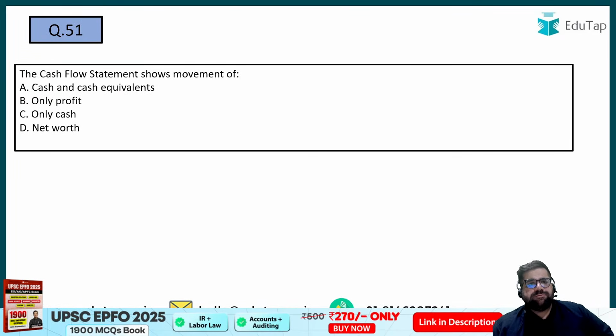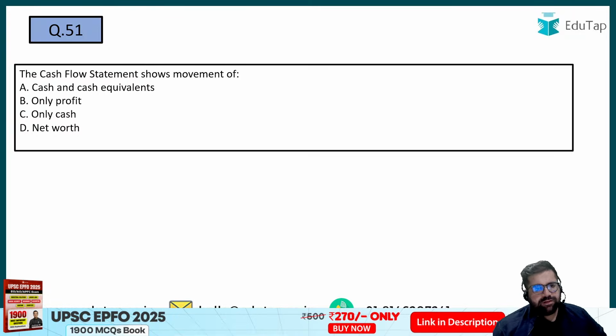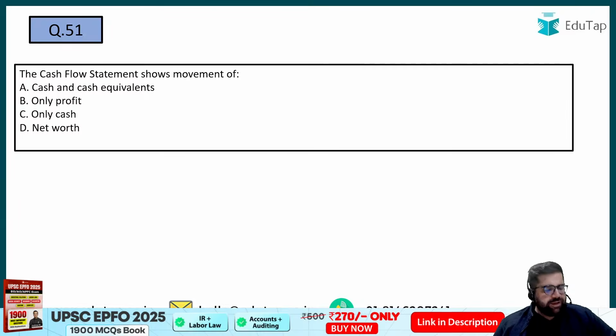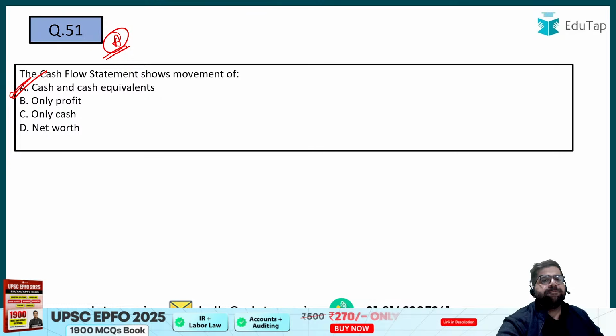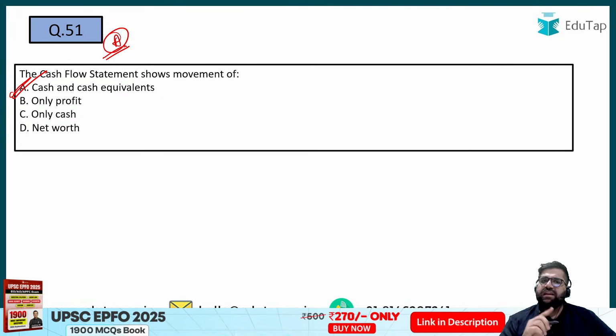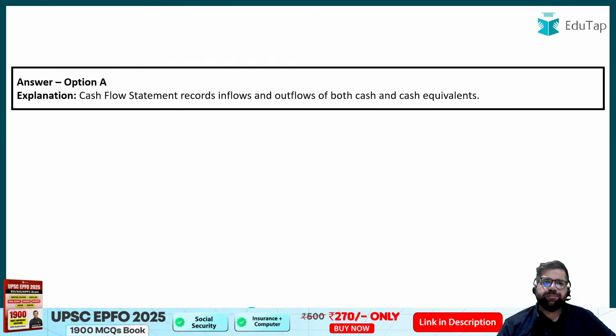Question number 51. Cash flow statement shows the movement of what? It's simple. If you are getting this wrong, then you have not studied accounting. A cash flow statement shows the movement of cash and cash equivalents only. Therefore, my right answer will be option A. In cash flow, remember the three activities, because they can ask you anything on that.